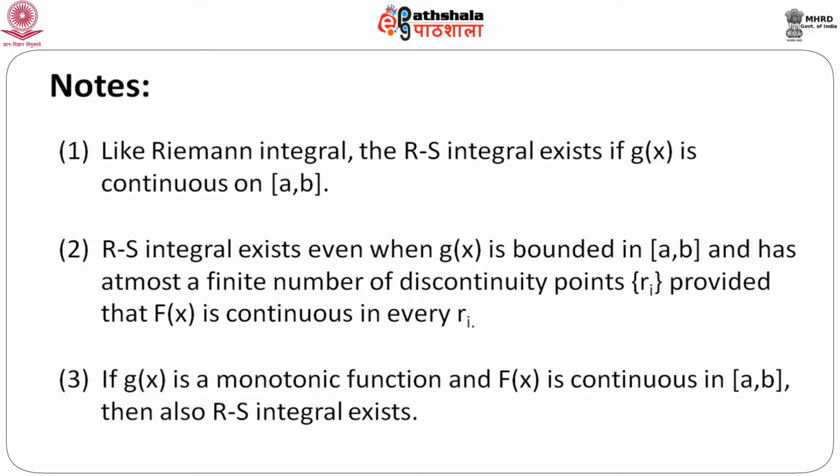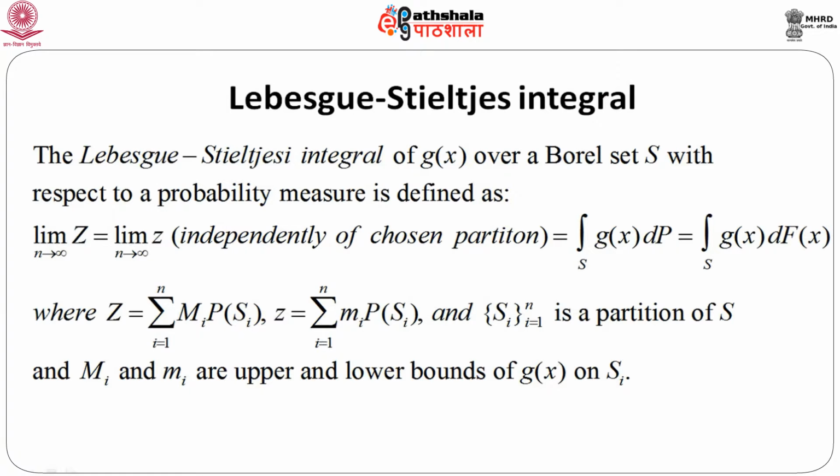Gx is a monotonic function, capital Fx is continuous on AB, then also the RS integral exists. And one immediate extension of the Riemann-Stieltjes integral is nothing but the Lebesgue-Stieltjes integral, which is defined over any general set S and with respect to a probability measure.